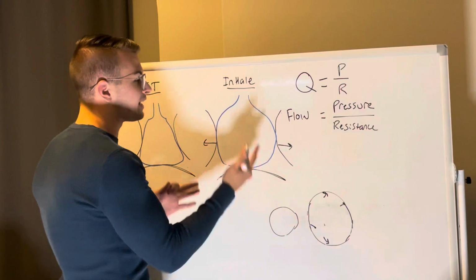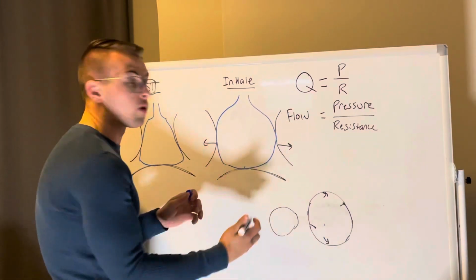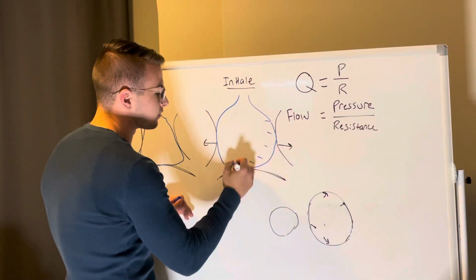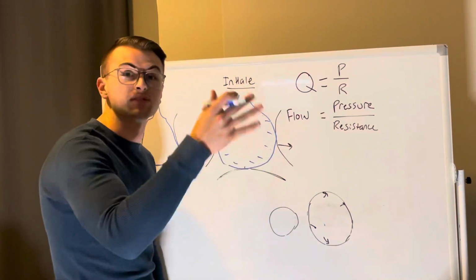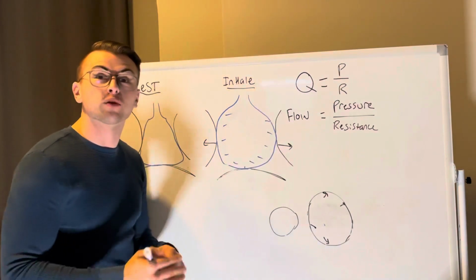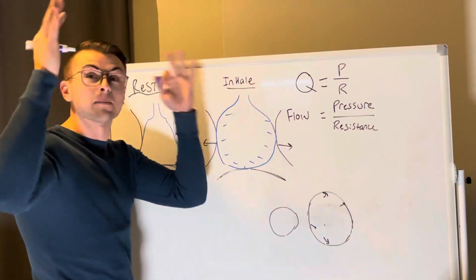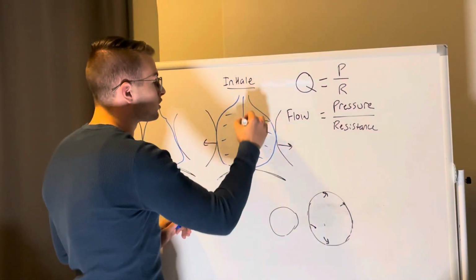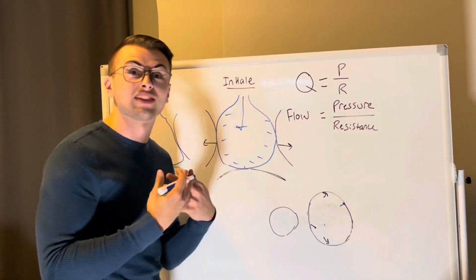So what happens when we increase our lung volume like this? Well, we actually generate a negative sucking pressure. Remember, negative sucking pressure. So when the lungs expand like this, their pressure becomes lower than the atmospheric pressure in air, and the lungs are going to suck all that air in that we need.